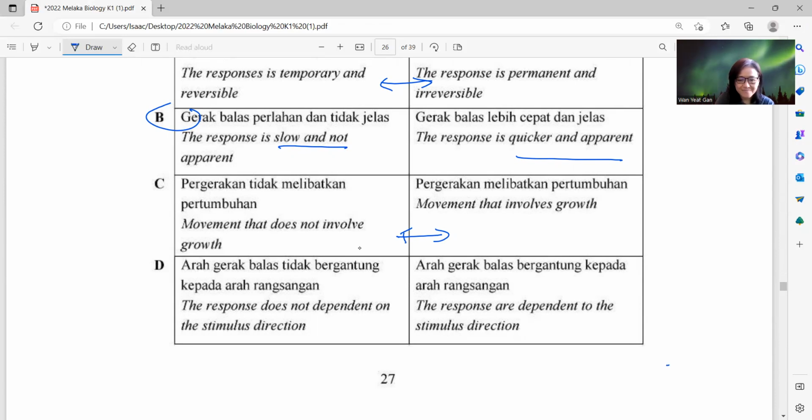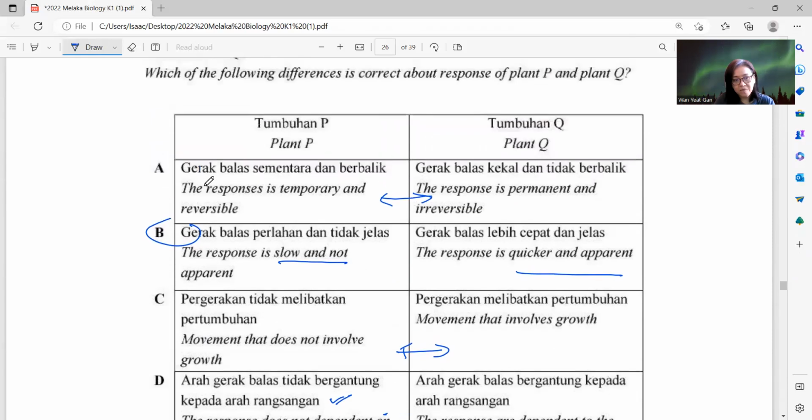And this one also is wrong. It should be that the responses are dependent on the stimulus direction for growth, for tropism. Okay, so the only correct answer is B.